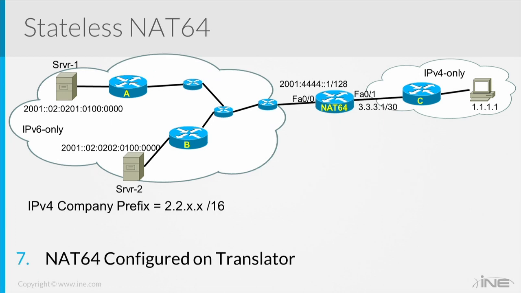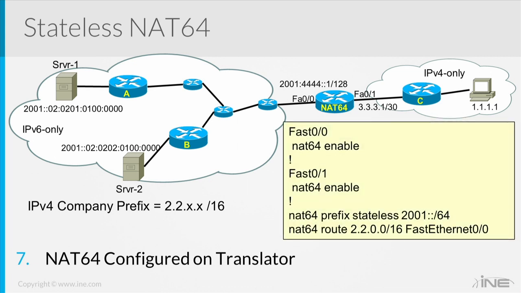And now here's where we see our very first configuration commands. So notice there's no NAT inside or NAT outside. That doesn't exist. It's just NAT64 enable. So I do NAT64 enable on my interface leading to my v6 only cloud, and NAT64 enable on my interface leading to my v4 only network. NAT64 prefix stateless.